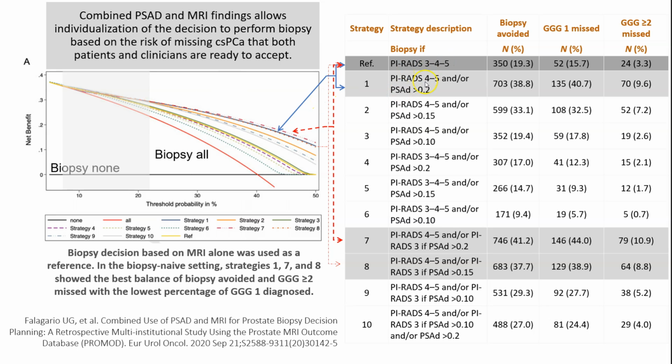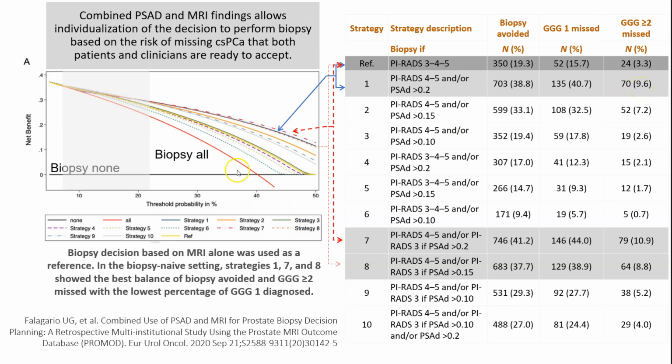So the simplest decision is PI-RADS 3 to 5. If you just biopsied all patients with PI-RADS 3 to 5, you would avoid about 19% of biopsies, but you would only miss about 3% of clinically significant cancers. If you decided to biopsy PI-RADS 4 and 5, or anybody with a PSA density of greater than 0.2, then you can see that the biopsies avoided will be 39%, so marked improvement, but you'll see that the number of cancers that you miss is almost 10%.